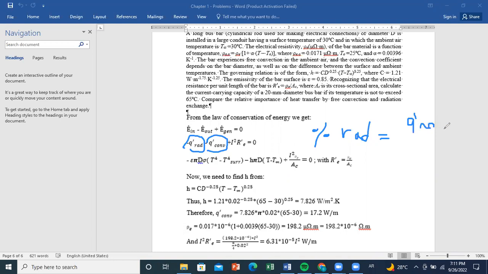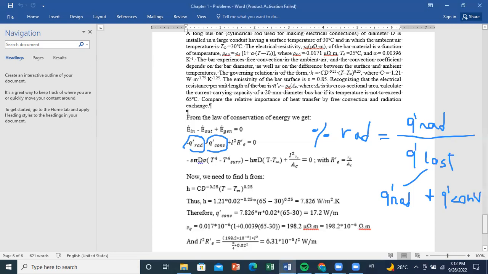Now, what is the dominant mode of heat loss? Is it radiation or convection? So we divide by the total Q prime lost, which is divided into two parts. So it is equal to Q prime radiation plus Q prime convection. And then we'll have the following.